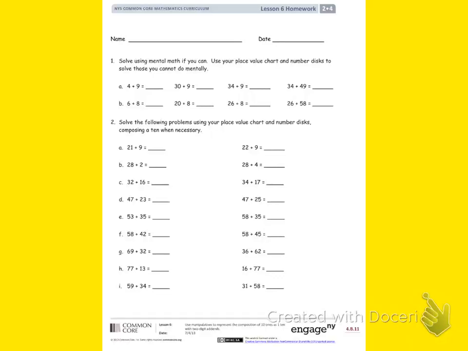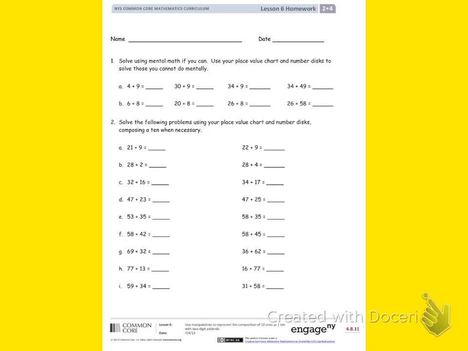Module 4, Lesson 6's objective is to use manipulatives to represent the composition of 10 ones as 110 with 2-digit addends. Problem 1 says solve using mental math if you can. Use your place value chart and number discs to solve those you cannot do mentally.